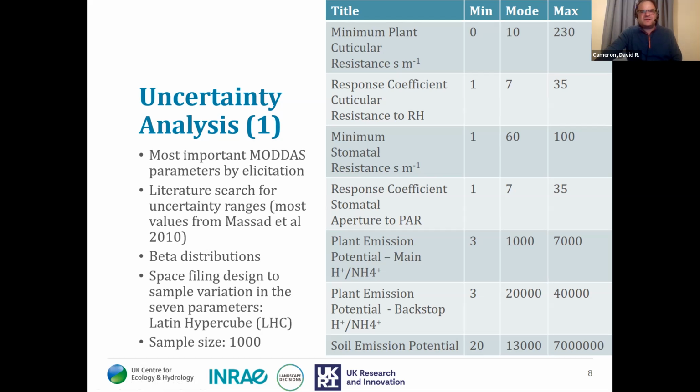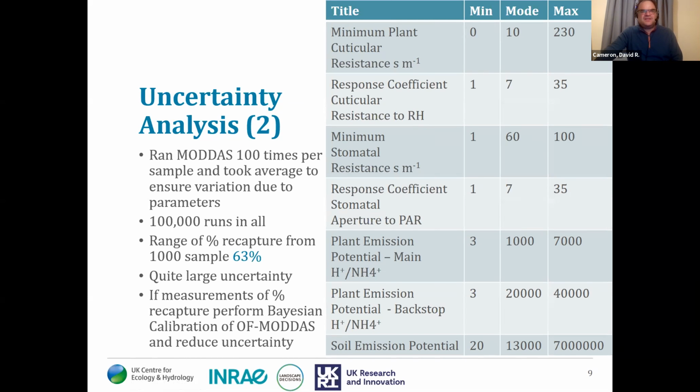So we've got 7 parameters. We need to sample that 7-dimensional space, and we use a space filling design, the so-called Latin hypercube, in order to do that. And this gives us a sample of 1,000. For each member of that sample of parameters, we ran MODAS 100 times, and then took the average over those 100 runs to try and ensure that any variation that we find in MODAS is just due to parameter changes. So with our sample of 1,000, that gave us 100,000 runs in total. And after the averaging, we get back to a sample of 1,000.